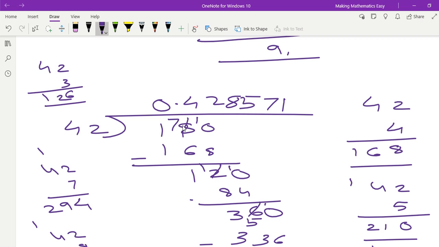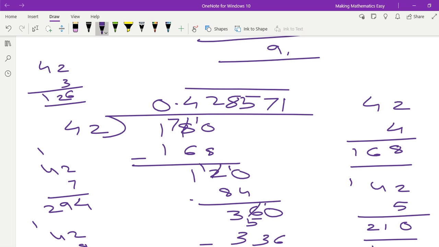So again this number will get repeated, so basically we need to put a bar over here, that is 0.428571, meaning 428571 is going to repeat after 1. So this will be 0.428571, 428571, 428571, 428571.